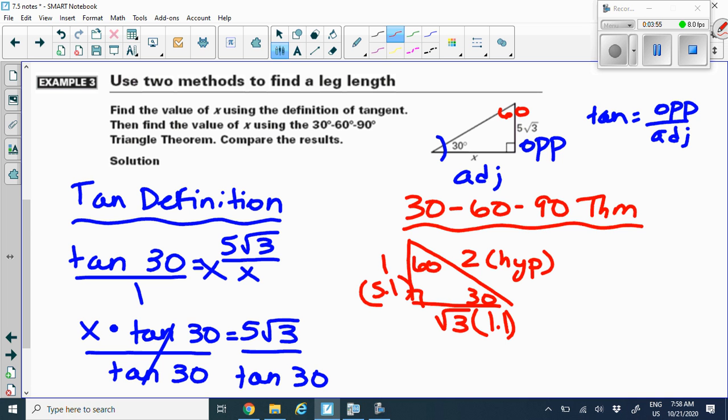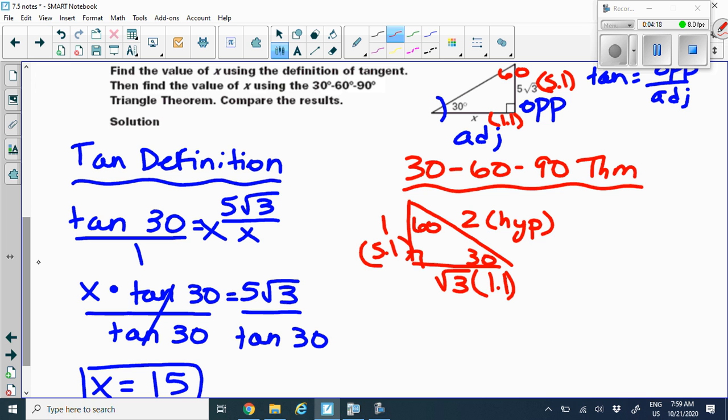Okay. So we can also label that in our original triangle. Basically from the 30, that is our short leg. And then from the 60, that is our long leg. Now let's go ahead and create our proportion using corresponding sides. I always start off with x. So x is my long leg. I look for my long leg here. I get square root of 3.